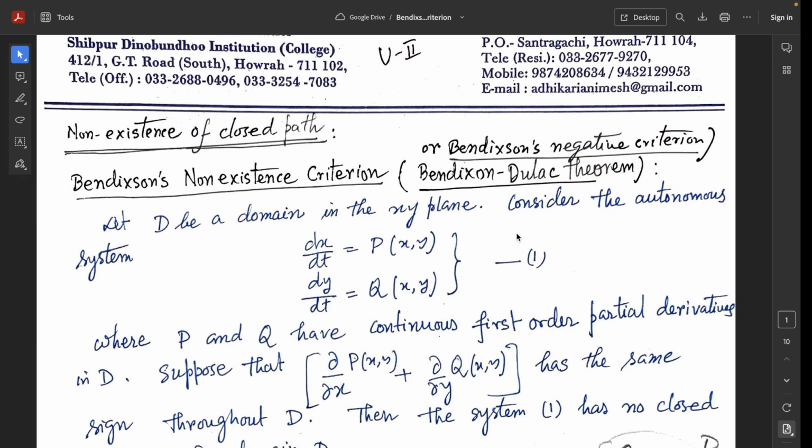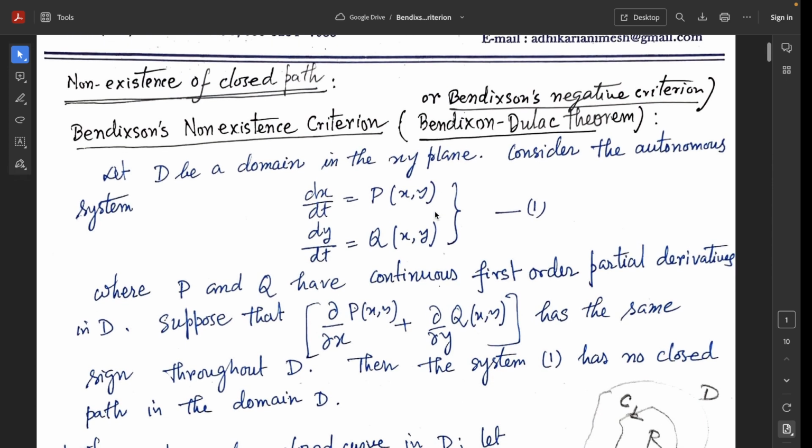First, we study Bendixson's non-existence criterion or Bendixson's negative criterion or Bendixson-Dulac theorem for non-existence of closed path. Let D be a domain in the xy plane.